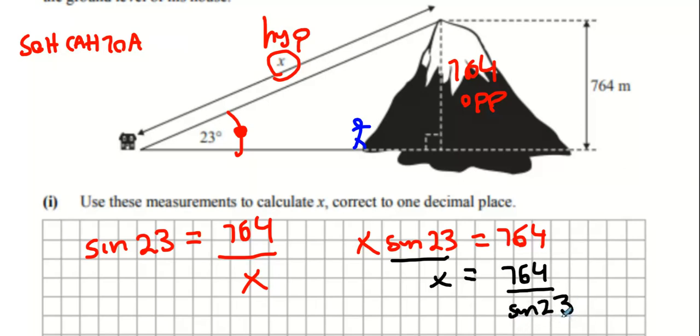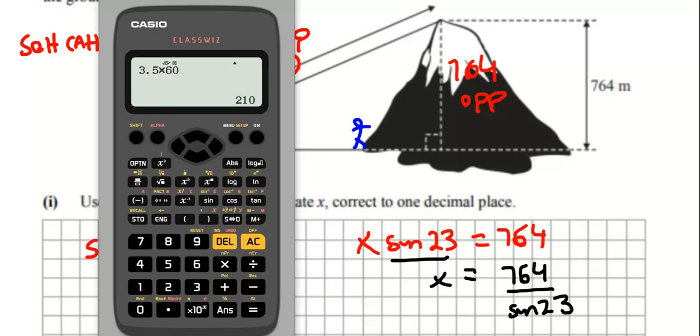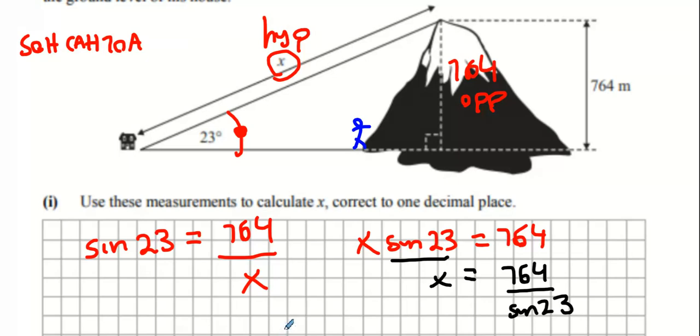And what happens there? 764 divided by sine 23. What do we get here then, lads? And we got 1955.3. Okay, that's a difficult question. How many people got 1955.3 meters?